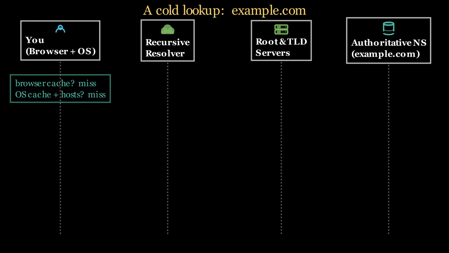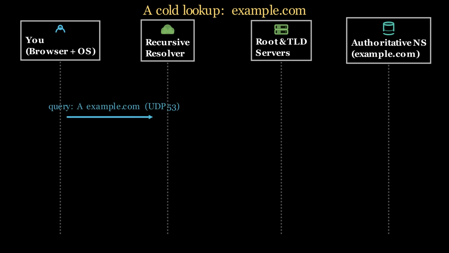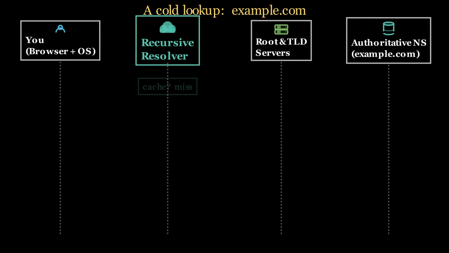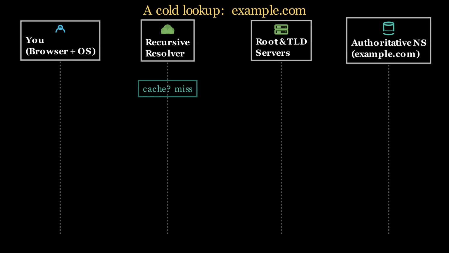First, the free checks. The browser looks in its own DNS cache. Miss. The operating system checks its cache and the hosts file. Miss again, this name is cold. So your machine's stub resolver sends one question to its configured recursive resolver. What's the address for example.com? Then it just waits. The resolver does everything else. The resolver checks its own much larger cache. If anyone nearby asked recently, the chase ends right here.